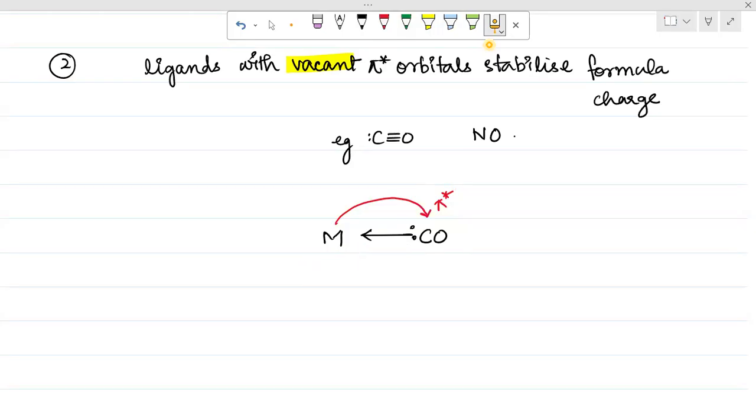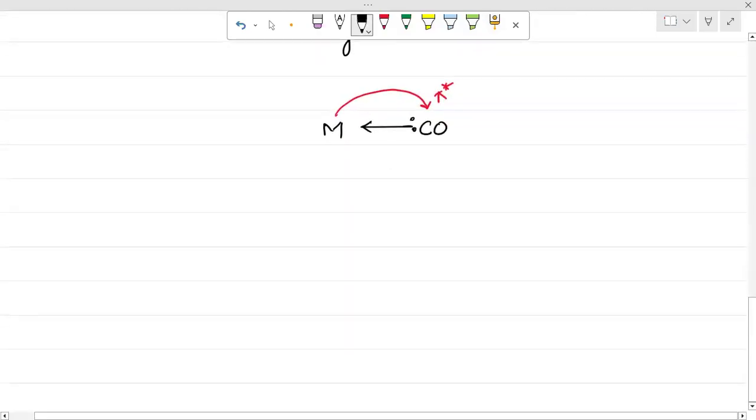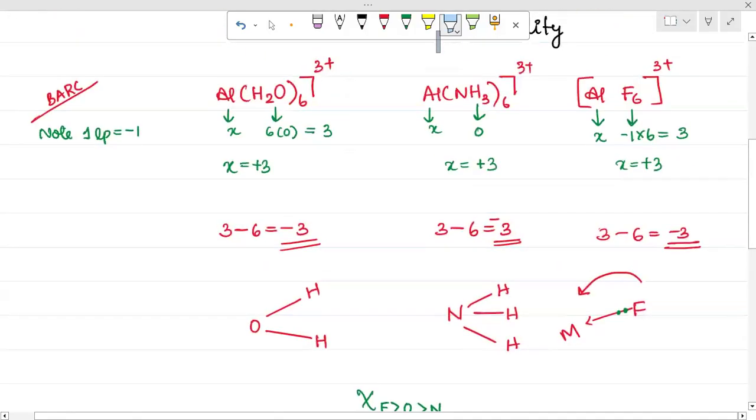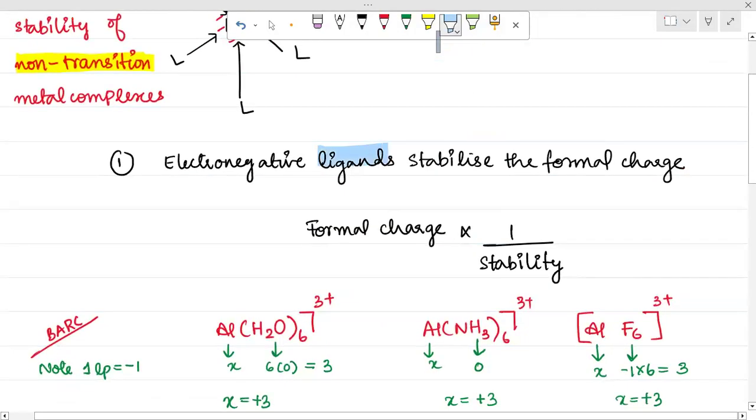Second point. This is the second point. Third point. So these are with respect to the ligands. See, property of a ligand. This is also a property of the ligands.